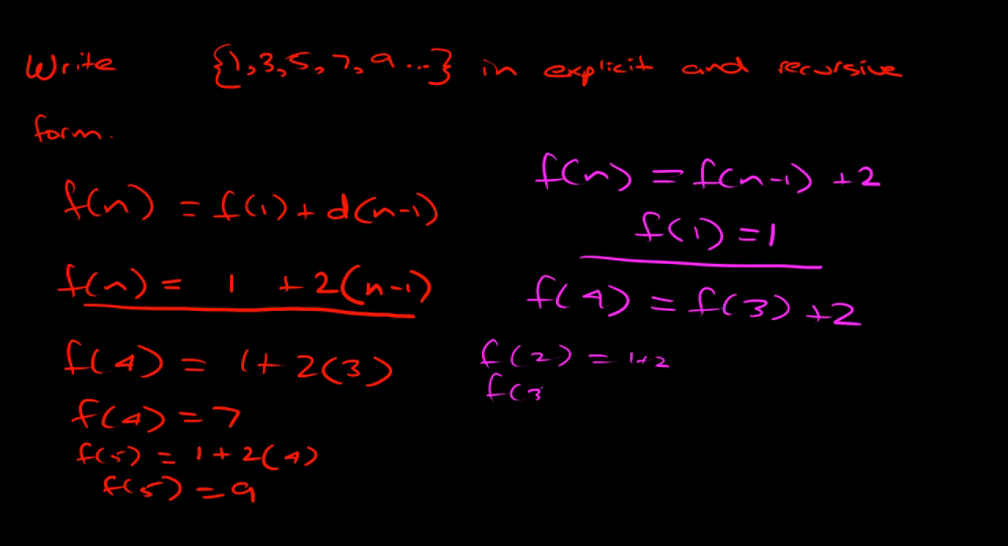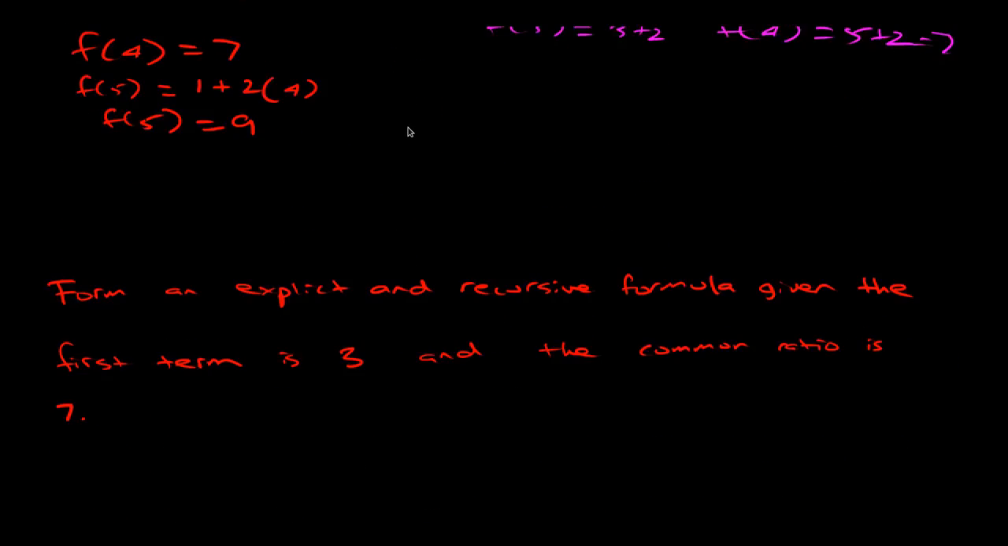So f of 3 is equal to 3 plus 2, which is equal to 5. And now we know what f of 3 is. Now we can see, alright, f of 3 is 5, so f of 4 is equal to 5 plus 2, which is equal to 7, and that is true. So let's move on to another one.